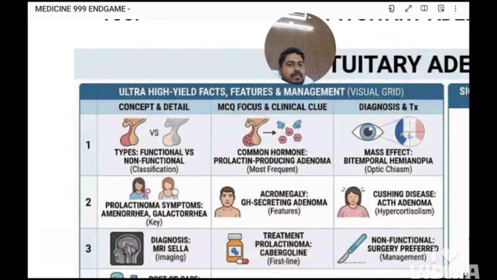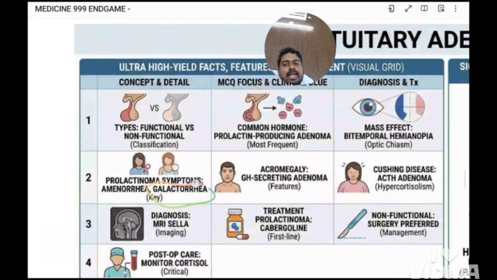Okay, next. Prolactinoma symptoms are mainly galactorrhea, amenorrhea. If there is a GH secreting, growth hormone secreting adenoma, then features will be of acromegaly. If there is an ACTH secreting tumor, then features will be of Cushing's disease. Diagnosis is via MRI, where you will see a mass in the sella turcica region.